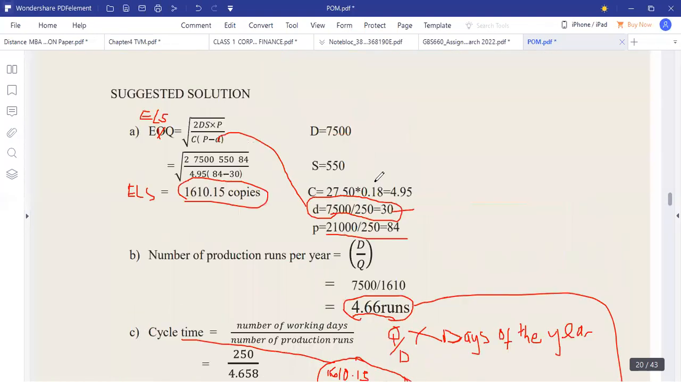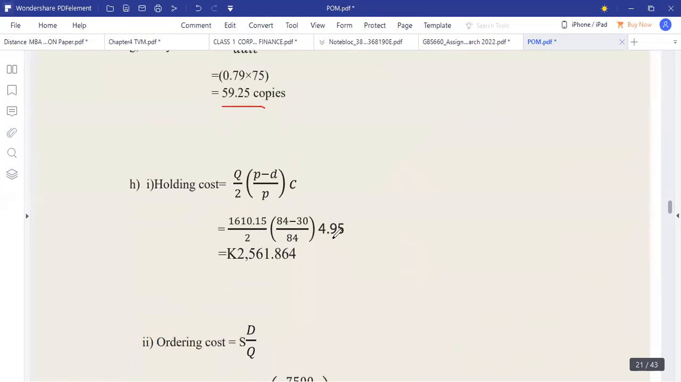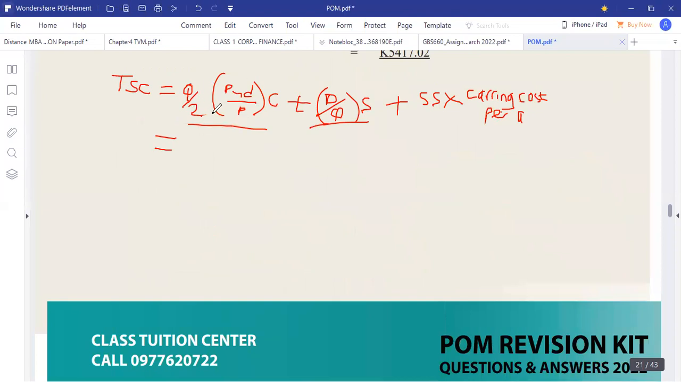So this is it. If you remember, the first one here is the annual carrying cost. Then this one is the annual ordering cost. Here we're looking at the number of orders multiplied by the setup cost, so this is called annual setup cost. Then, since there's an aspect of safety stock, we have included the safety stock here, multiplied by the carrying cost per unit.